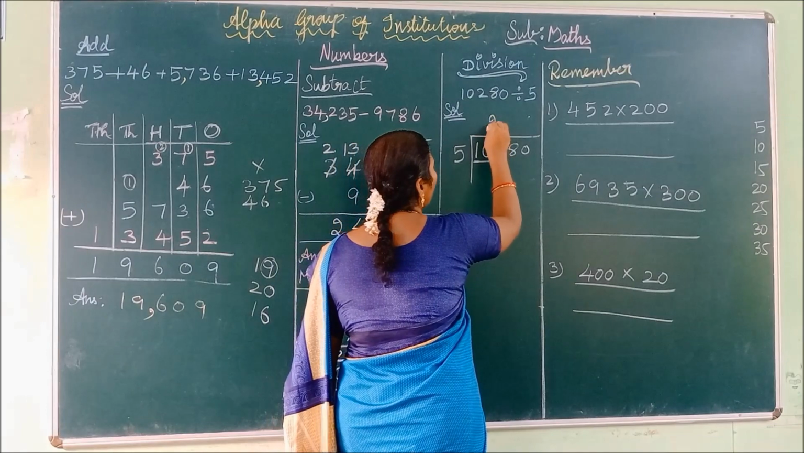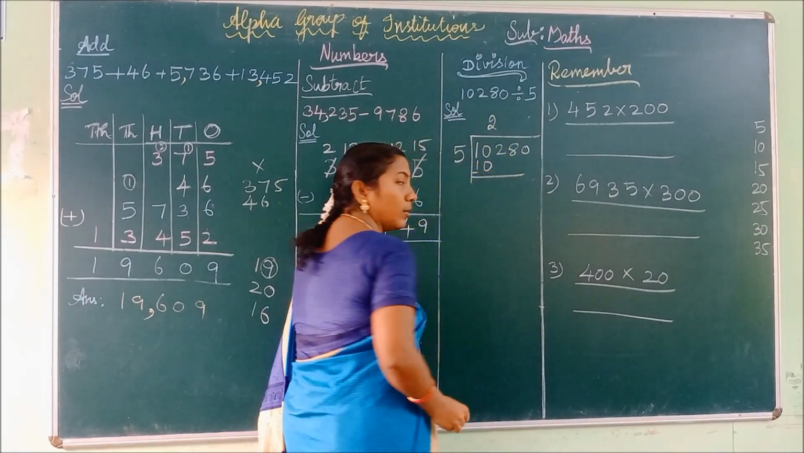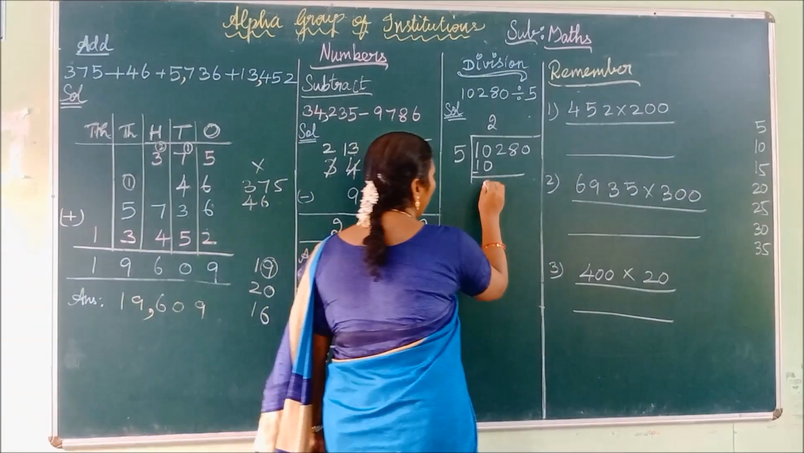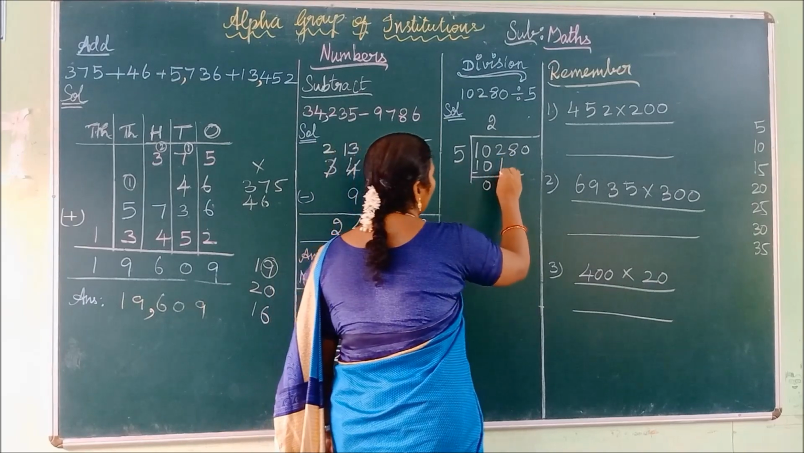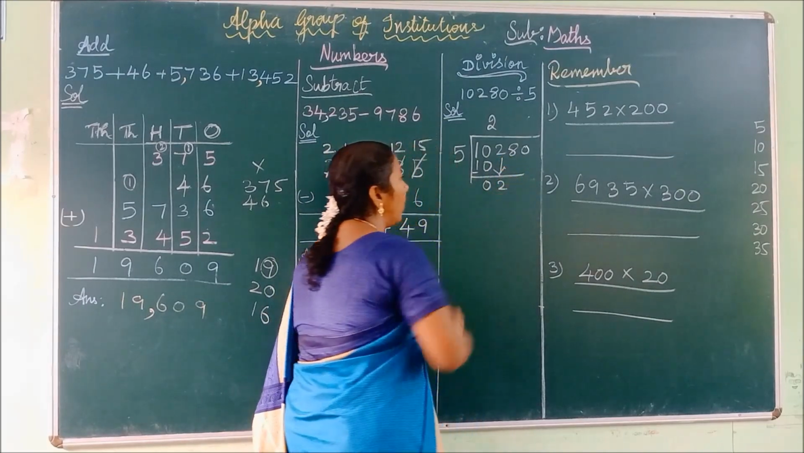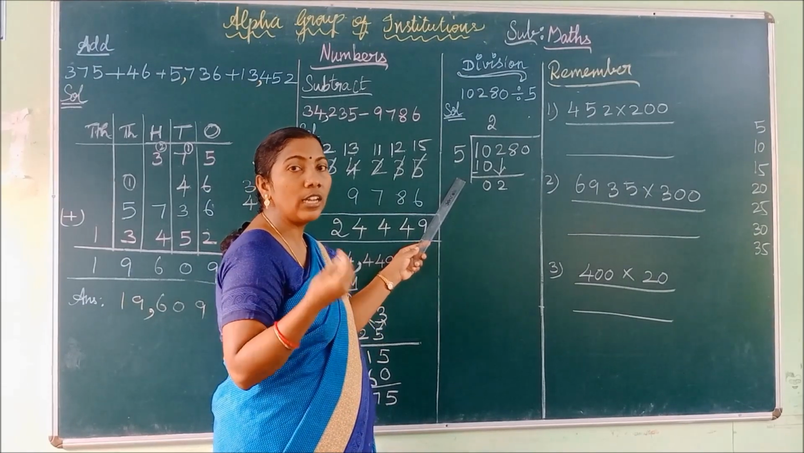So 2 5s are 10. Write the 10 here. Next you have to subtract them. 10 minus 10, 0. After that, you have to bring down the next number. What is the next number? 2. Bring down the 2, but the 2 is smaller than the divisor. So again you have to choose two numbers.